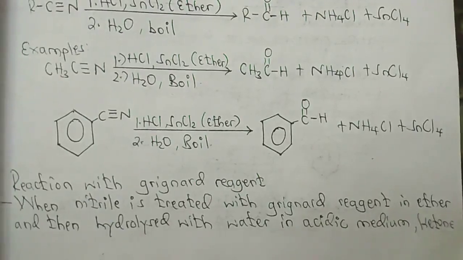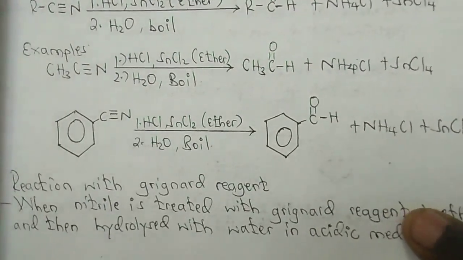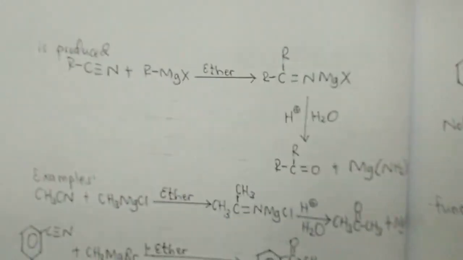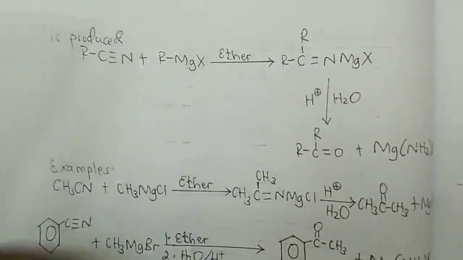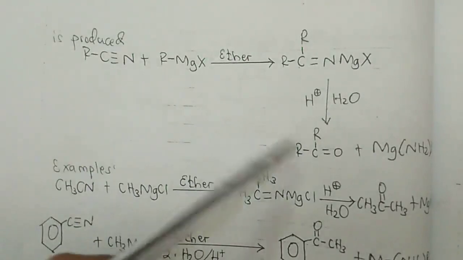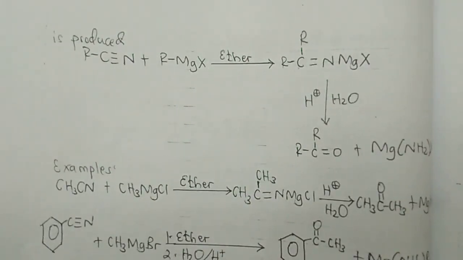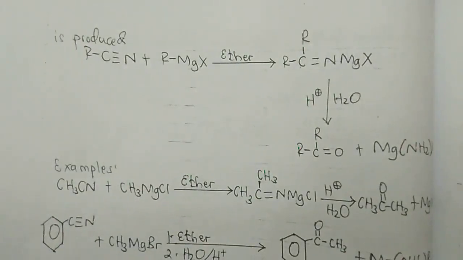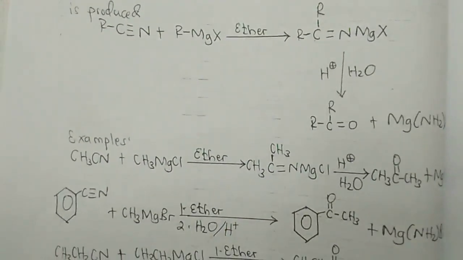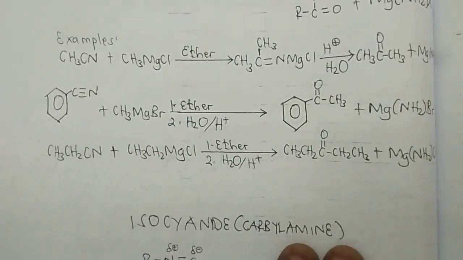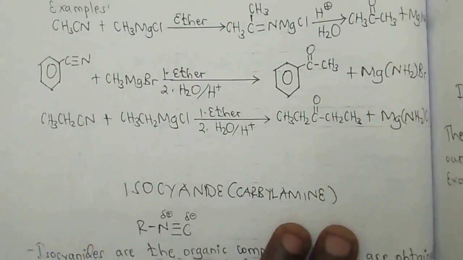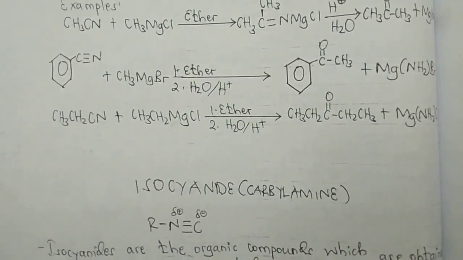Reaction with Grignard reagent: when nitrile is treated with Grignard reagent in ether, then hydrolyzed with water in acidic medium, a ketone is formed. As an example, with nitrile and R magnesium X in ether we get R carbon R, and finally we get the ketone and another compound remains, but our major product is the ketone. We hydrolyze in ether, then follow with reaction with water in acidic media.